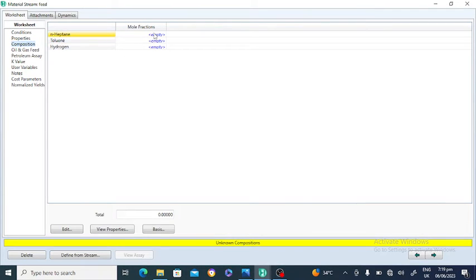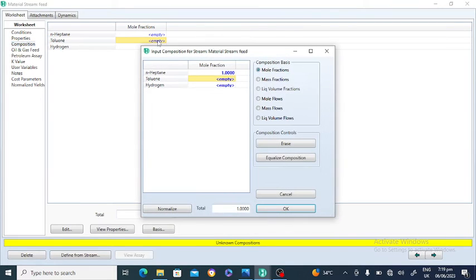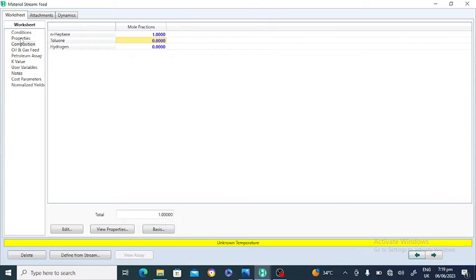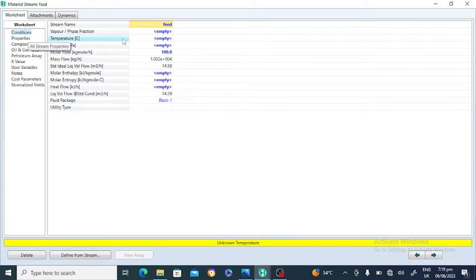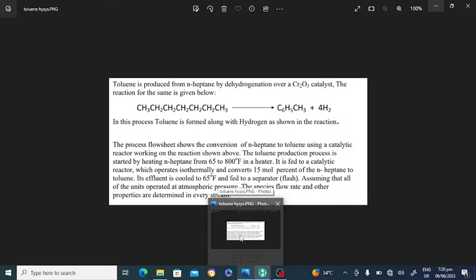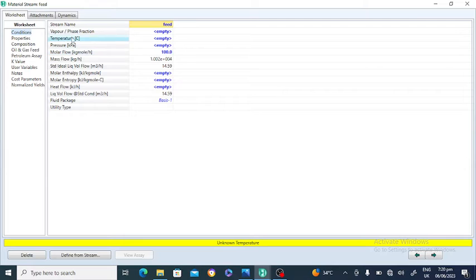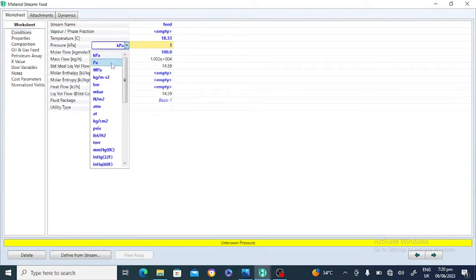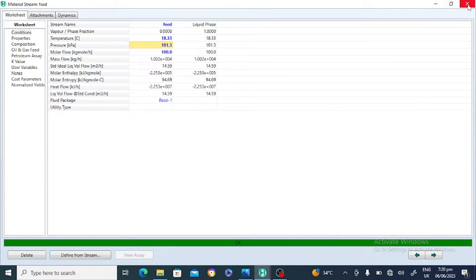So for pure n-heptane the mole fraction will be 1. Click on this one, and the mole fraction of n-heptane is 1. Click on OK. Now go to the condition, and here the n-heptane is heating from what temperature? The n-heptane goes to the catalytic reactor where the production takes place. So n-heptane is heated from 65 to 800 degrees Fahrenheit in the heater. This is 65 degrees Fahrenheit. Everywhere the pressure is 1 atmosphere. So this is okay. Now close this one.